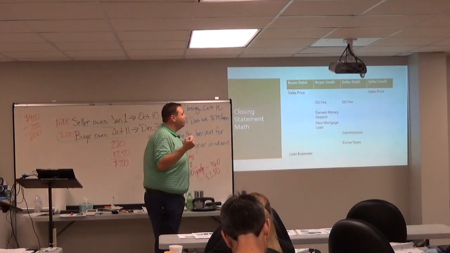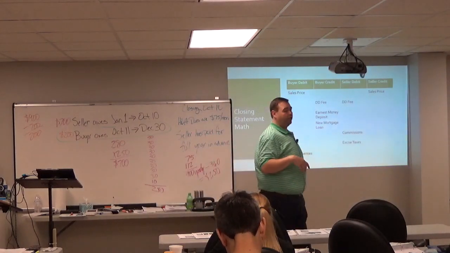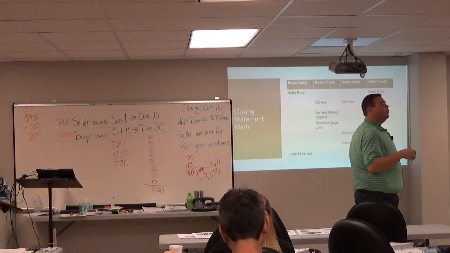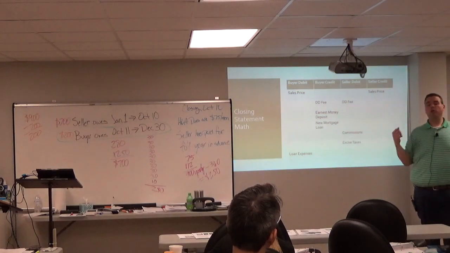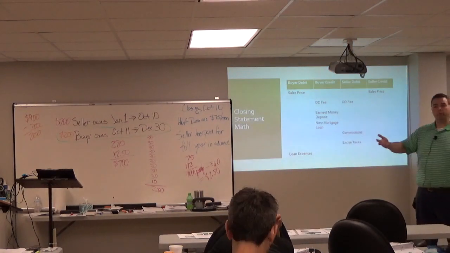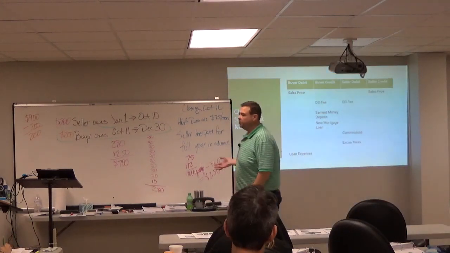Okay? The new mortgage loan we did talk about. Who's getting a new mortgage loan? The buyer. Are we crediting that money to them or debiting it from them? Crediting it to them. We are crediting them with their new loan. Otherwise, they would be way short of money.